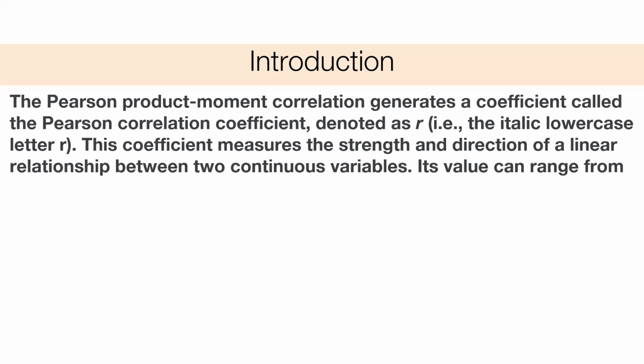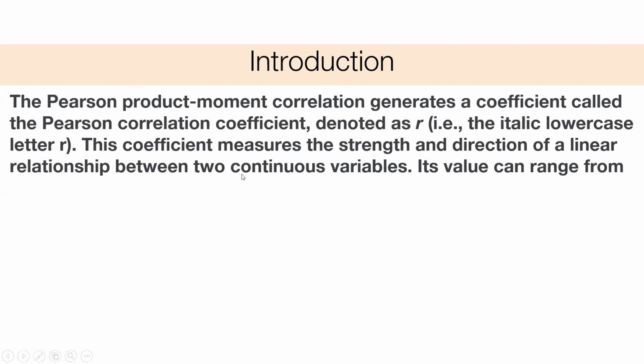The Pearson product moment correlation generates a coefficient called the Pearson correlation coefficient, denoted as small letter r. That is the italic lowercase letter r. This coefficient measures the strength and direction of a linear relationship between two continuous variables.